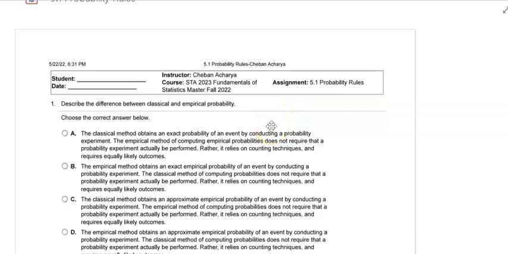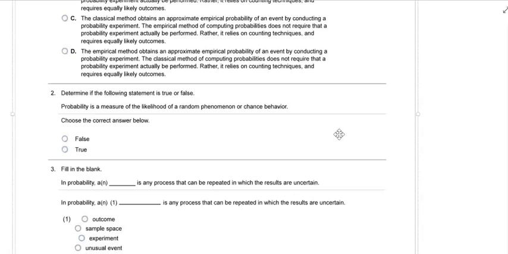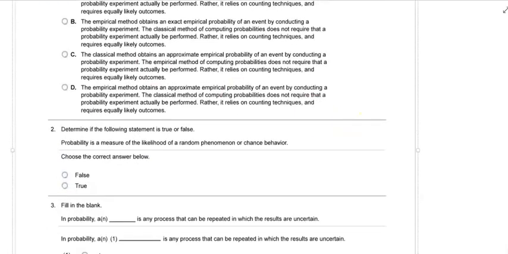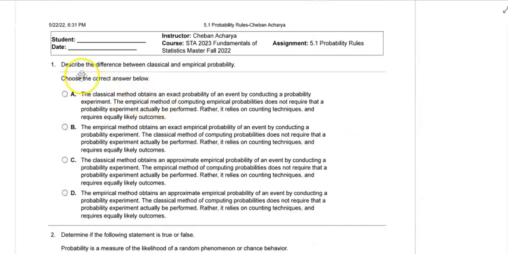In this video, I'll do the homework from section 5.1, and these homeworks are from MyLab Math homework. First question is about the definition. Describe the difference between classical and empirical probability.